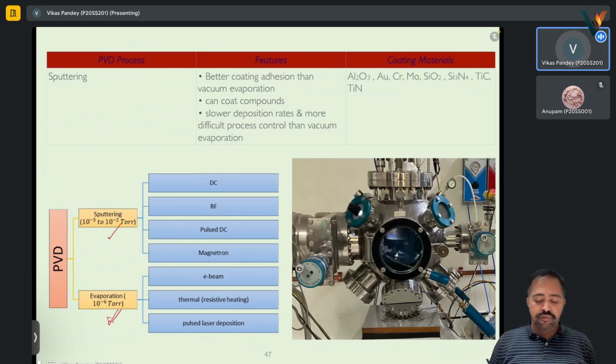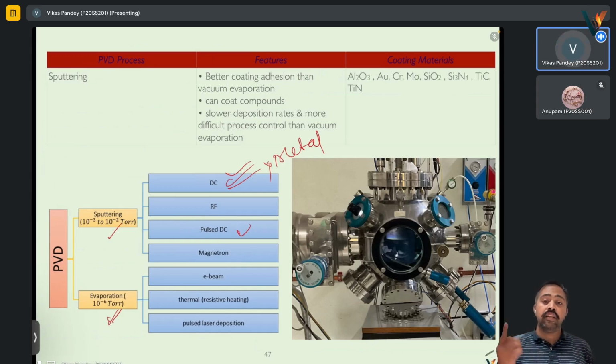But different kinds of sources are used, like DC. DC is generally used for metals or conductive materials. Where we have dielectrics or insulators instead of conductive metal, due to the static DC, a capacitive buildup forms. That's why we replace this source with RF, or we can have a pulsed DC, that will again solve the problem. And then we have magnetron, where a magnetic field is used to assist the deposition. Whereas in thermal evaporation, the most common is resistive thermal. Then we can have electron beam, where an electron beam is used to heat the material instead of current, or it can be pulsed laser, where a laser melts the material and deposits it.